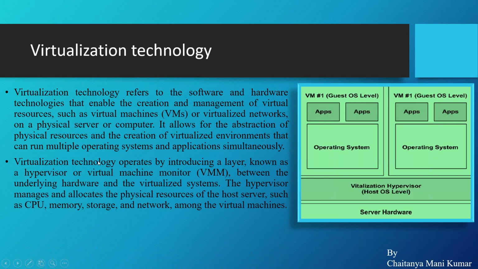And what is meant by virtualization technology? Virtualization technology operates by introducing a layer known as the hypervisor or virtual machine monitor. Here you can see there is a new layer, and this software has the entire responsibility for your virtualization. The hypervisor sits between the underlying hardware and the virtual systems, and it manages and allocates the physical resources.